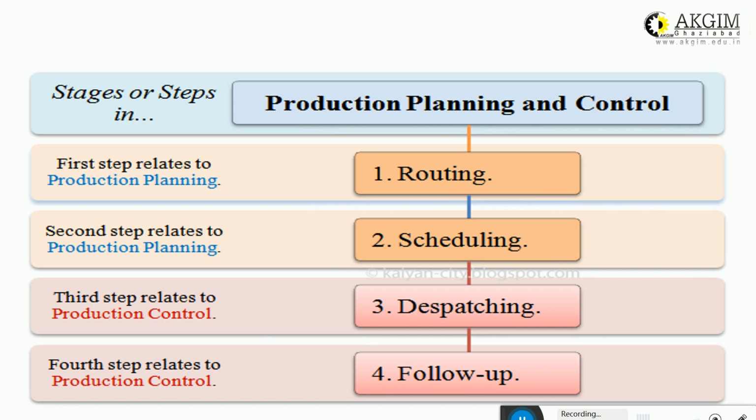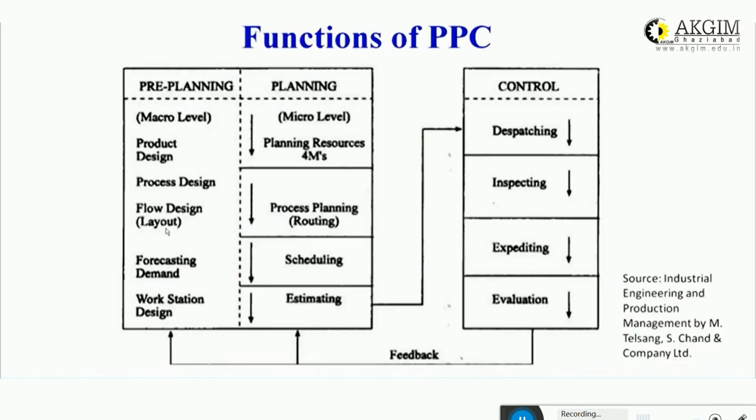Like first is routing, then scheduling, dispatching and following up. This is the planning part. So the first step relates to production planning. The second step relates to production scheduling. Then the third step is more related to control, and follow up is also related to the controlling part, right? So this is what function PPC is performing.